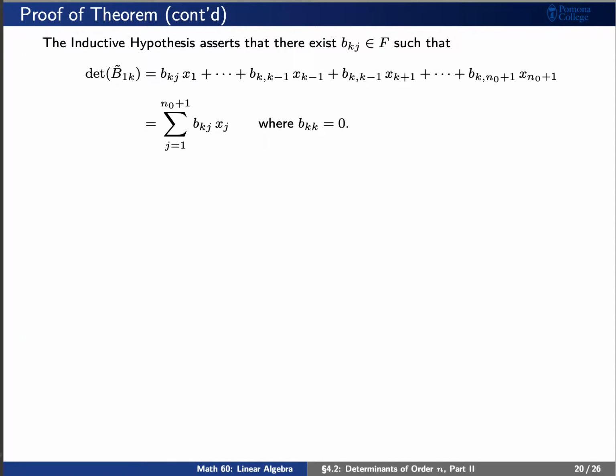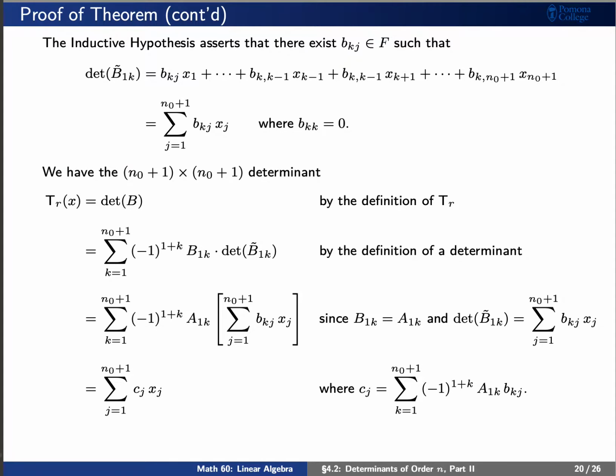The inductive hypothesis says that if we take a look at the determinant of B1k tilde, we can actually express this as a sum in terms of the variables x sub j, where of course x sub k is missing. But if we just simply denote the scalar b sub kk to be 0, then we have a nice clean expression here, which is just a sum in terms of scalars times the variables x sub j.